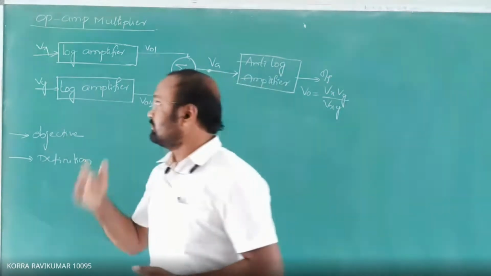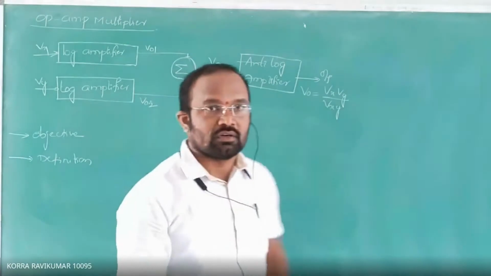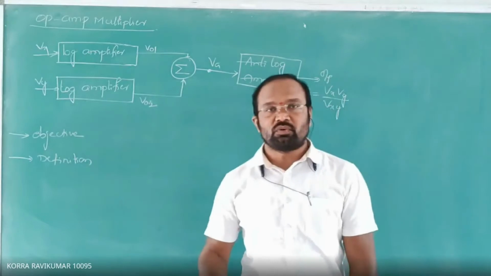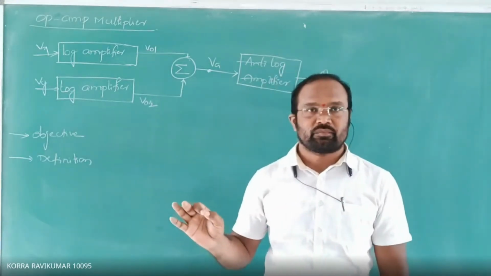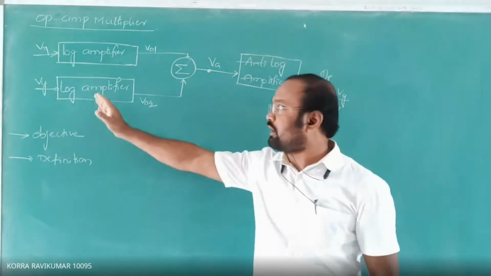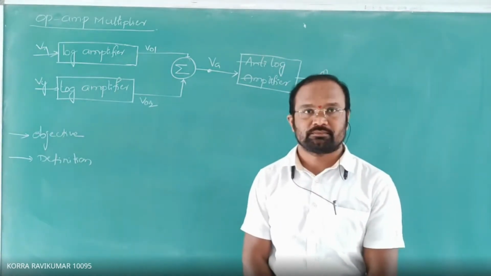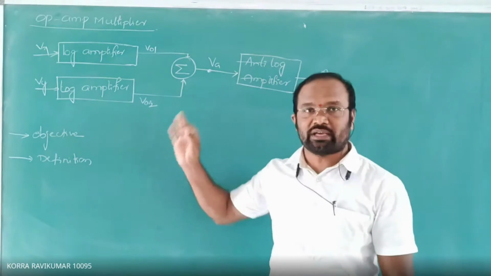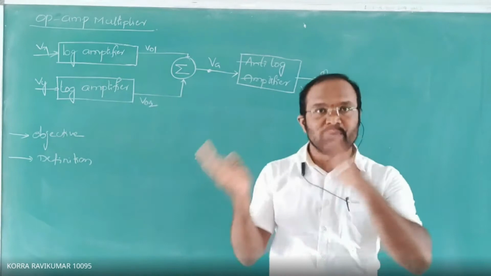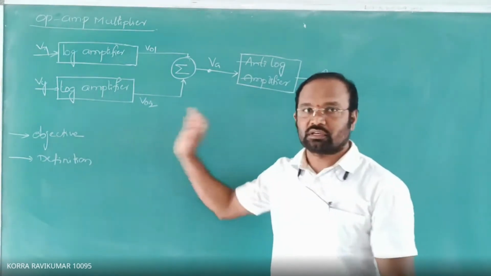Right? Let's see, what is the main objective of this op-amp multiplier? The main objective of this multiplier is that the circuit has to multiply the inputs which we are applying at the input of the op-amp. The circuit has to multiply the amplitude of the input signals, and it has to produce the corresponding output. So that is the main objective of this class.